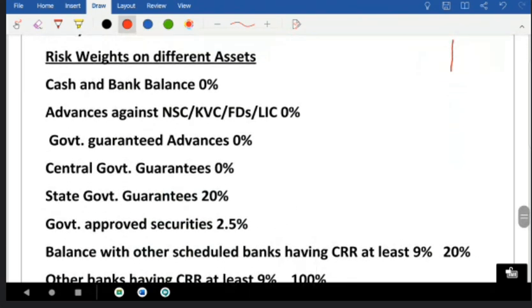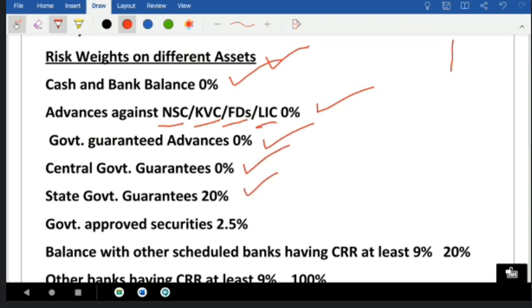So, risk weights on different assets. Cash and bank balance, 0%, because it can be converted 100% to the same amount of money. Advance against NSC, KVC, FDs, LIC, 0% because there is no risk at all. Government guarantee advances 0%. Central government guarantee 0%. State government guarantee 20%. Now risk has started. Government approved securities 2.5%.